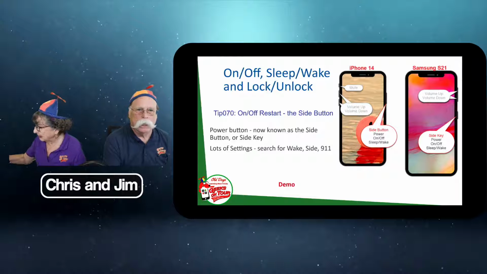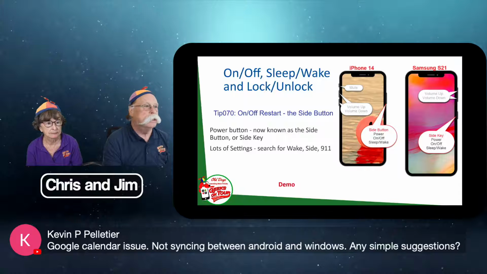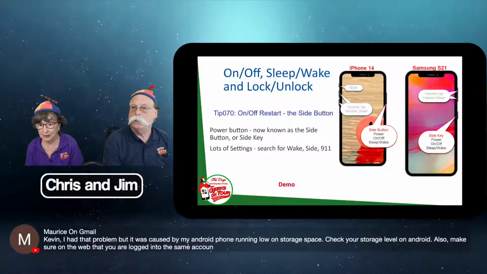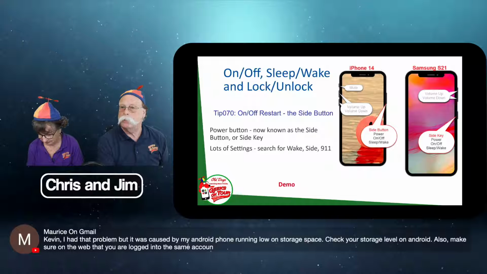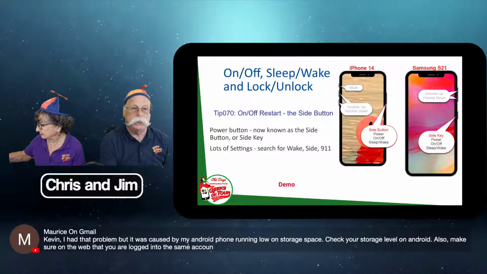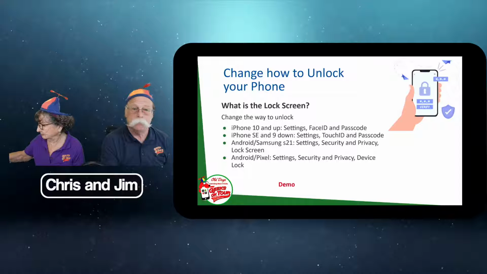All right. Let's see. We had some questions here. Google Calendar issue not syncing between Android and Windows. Usually that's an account issue. Or you can look in your settings on the phone. Oh, Maurice says he had the same problem. It was caused by Android phone running low on storage space. So maybe you can check that. Or as Chris said, an account issue, right?